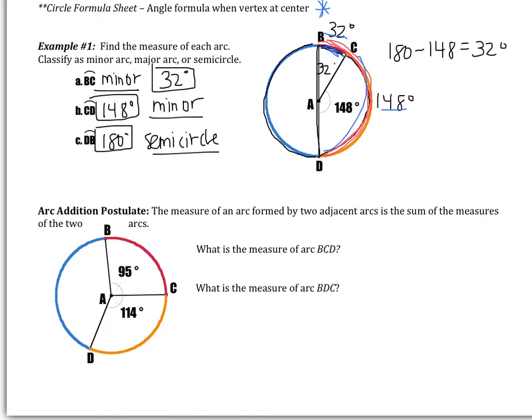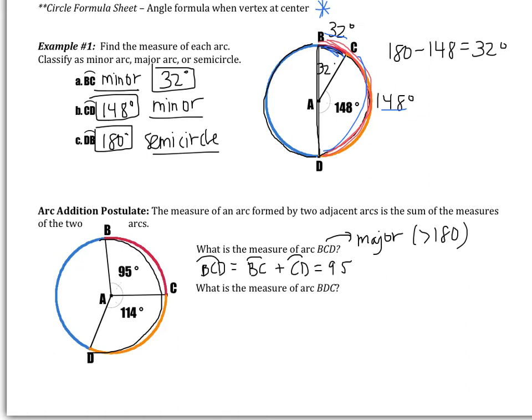So let's look at the two examples below it. It says first, what is the measure of arc BCD? So BCD, that's this one right here. Notice it has 3 points, which means it's going to be a major arc, which means it's going to be more than 180. Okay, so arc BCD, that's arc BC, and then I added arc CD. I'm adding two arcs together, so I can add their measures together. BC is 95 degrees. CD is 114. So I'm going to get the measure of arc BCD to be 209 degrees. Okay, which verifies that it's a major arc. Like I said, it should be greater than 180, and it is.